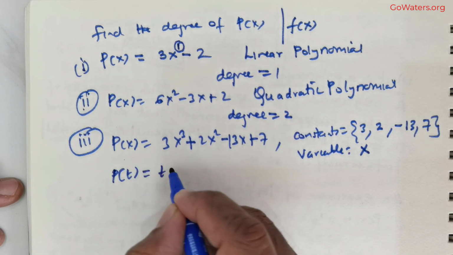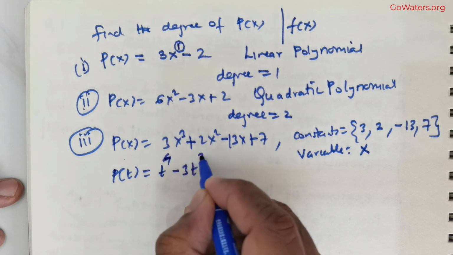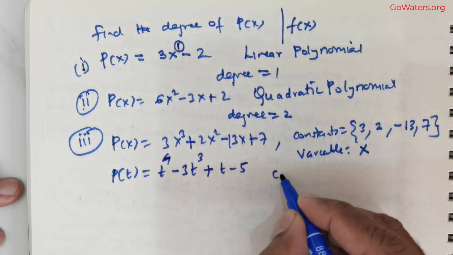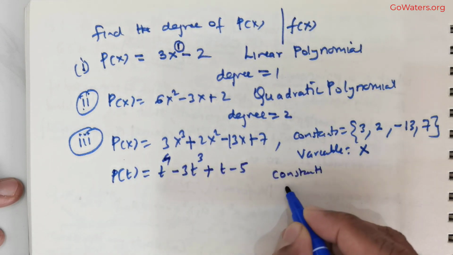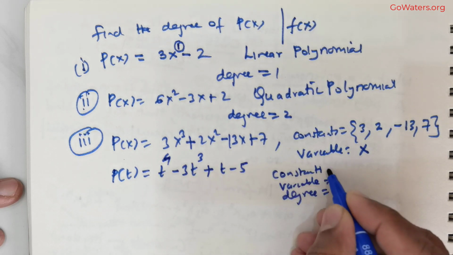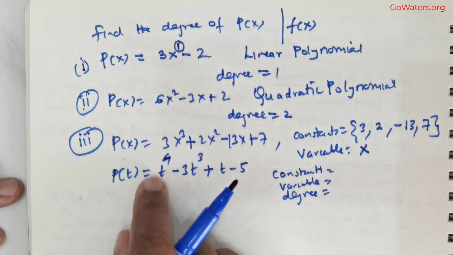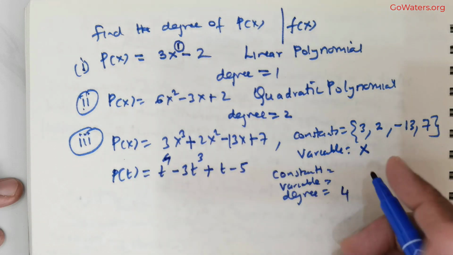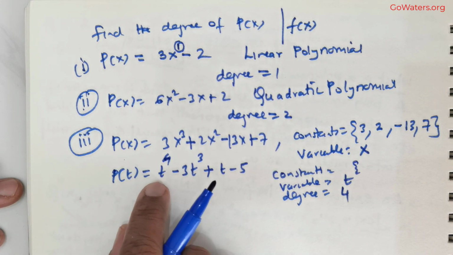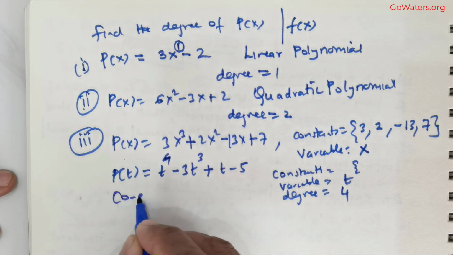P of t is equal to t to the power of 4 minus 3 times t cubed plus t minus 5. And they are asking us what is the variable here. Suppose this is the question. Constants, variables, and what is the degree? The degree is the highest exponent that you see on the variable. In this case, the highest exponent is 4. And the variable that you see here is t. The constants that you see here are the numbers that are holding on. We have a new term for that. We call it coefficient.